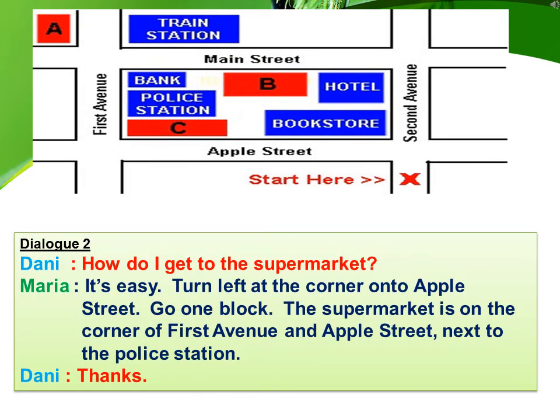Okay, here is another dialogue between the same people, Danny and Maria. But this time, Danny is looking for the supermarket, okay? And he's asking Maria to give him some directions.